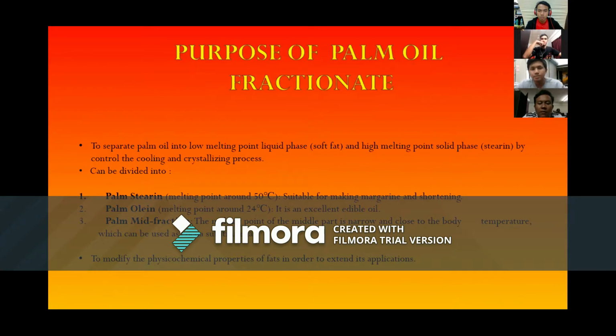Okay, the purpose of palm oil fractionation. The purpose of the dry fractionation process is to separate the palm oil into a low melting point liquid phase and a high melting point solid phase by controlling the cooling and crystallizing process. As we know, the low melting point liquid phase is olein, and the example for the high melting point solid phase is stearin.